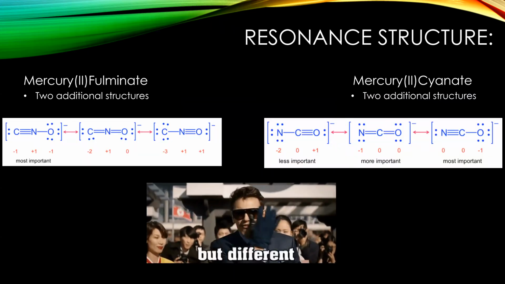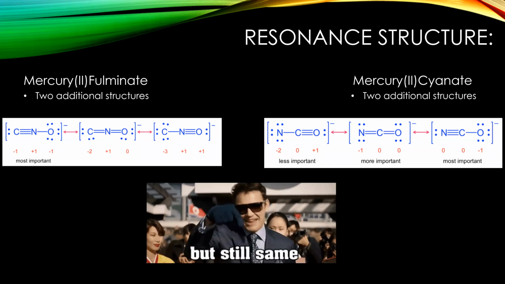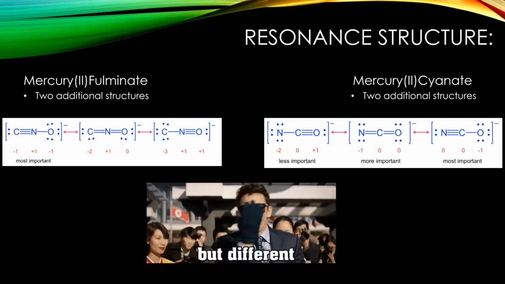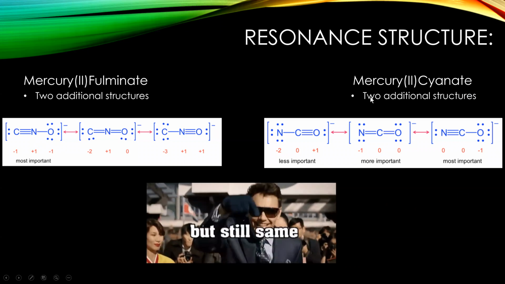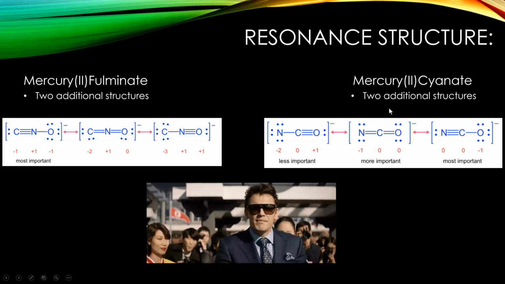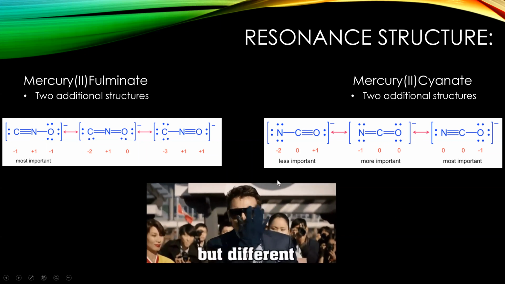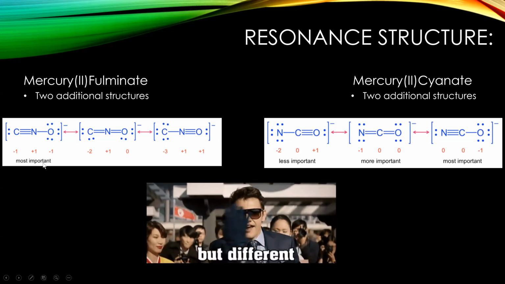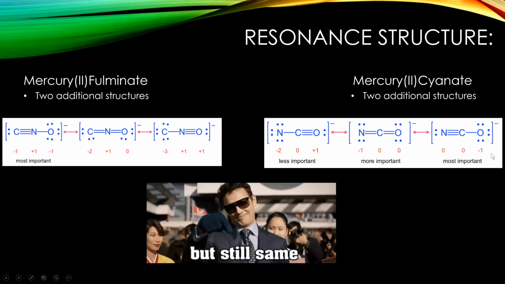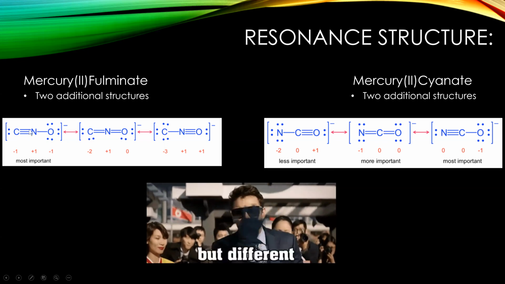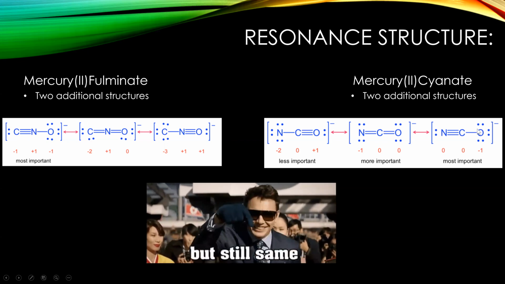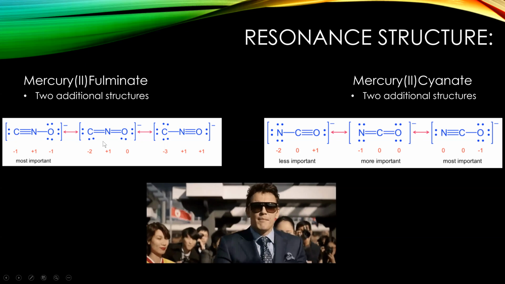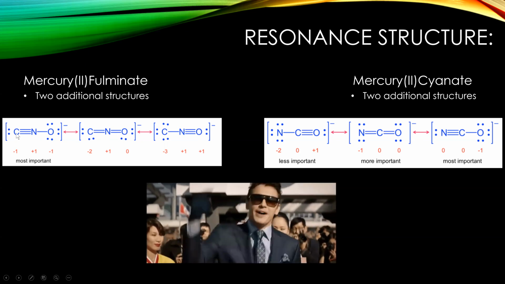Okay, for resonance structures, Mercury 2 fulminate has 2 additional structures, as you can see here, and Mercury 2 cyanate has 2 additional structures, so it's the same thing. But the difference is the arrangement of elements and the formal charge of each element. That's the difference, probably. Going from left to right, it's just a different order of bonding and non-bonding valence electrons.